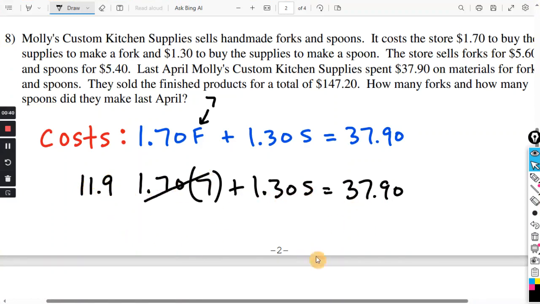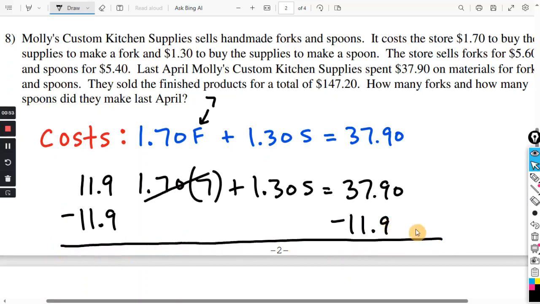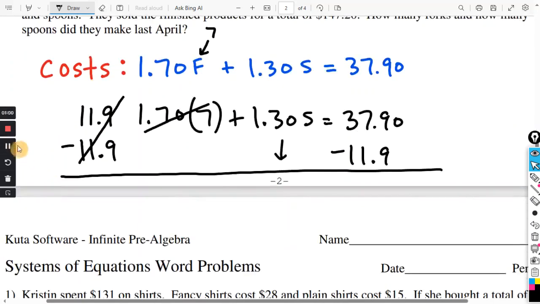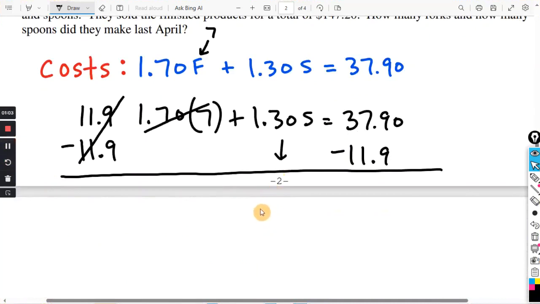We want letters on one side and numbers on the other. So this is positive 11.9. The opposite is negative 11.9. You want to do that to both sides. Cancels here. This is a 0. Bring down your 1.30S. Bring down the equal sign and bring down the decimal. This is 0.90, or 0.9, same thing. So on the end, it's 37.90 minus 11.90, which is 26. All right, now we're in business.